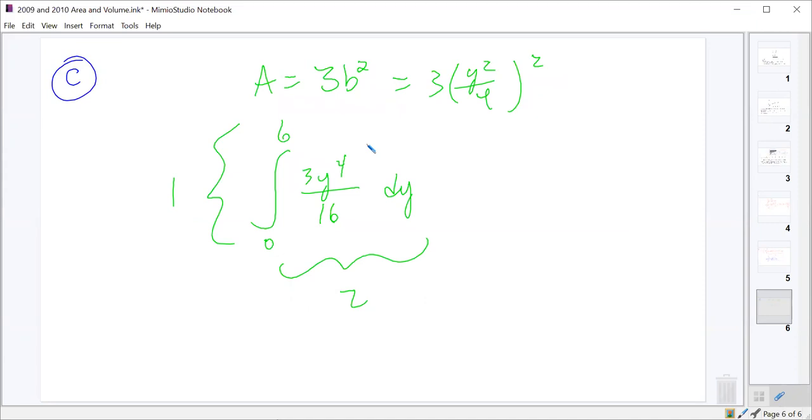And that one has to be done in terms of y just because the cross sections were perpendicular to the y-axis. Any other questions on anything before we start the quiz?